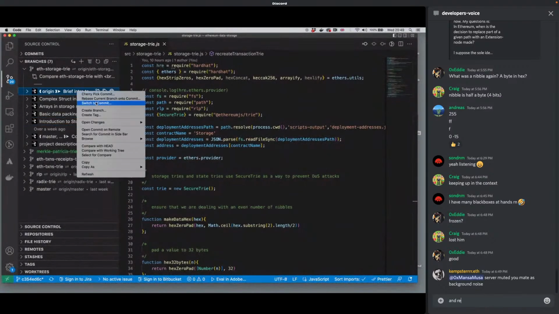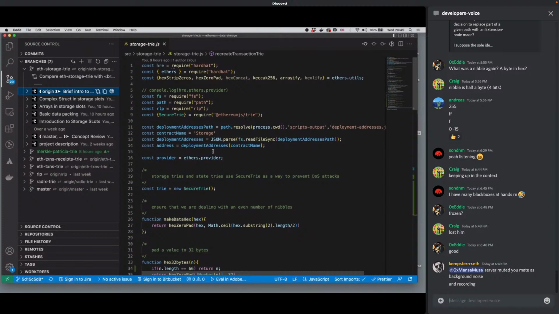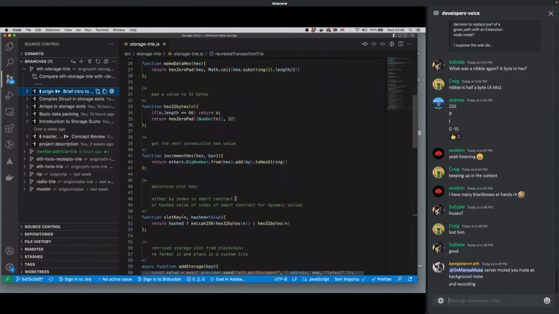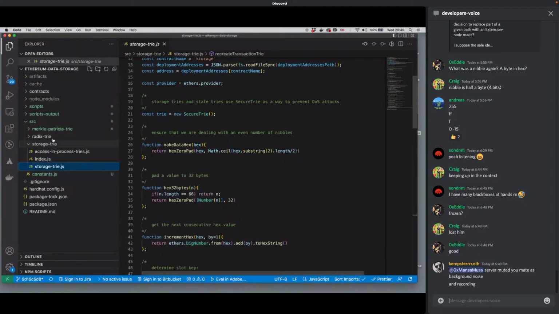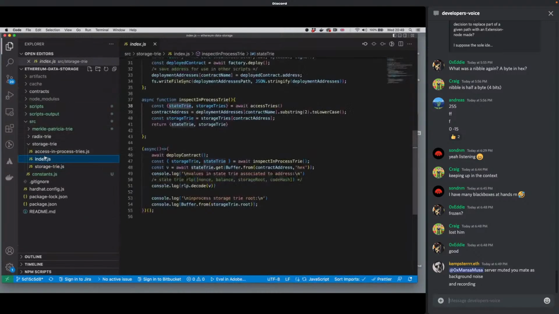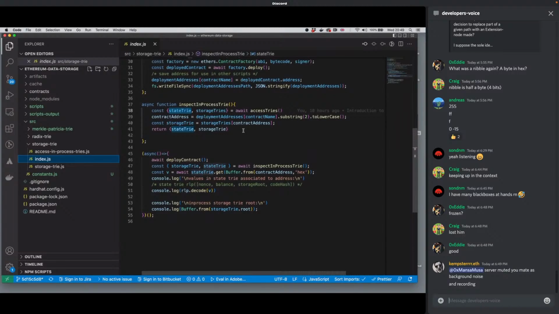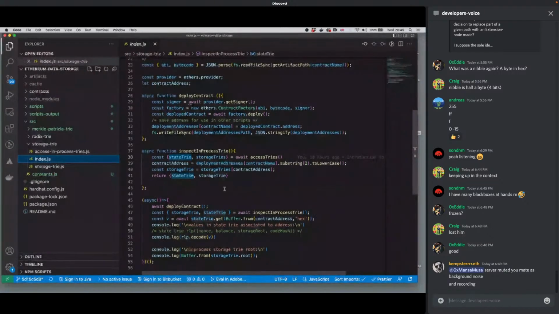Sorry, the state trie. Very, very briefly about the state trie. The state trie is the how basic. The only thing I'll explain to you about the state trie, and this is kind of the core of how we get everything in Ethereum.